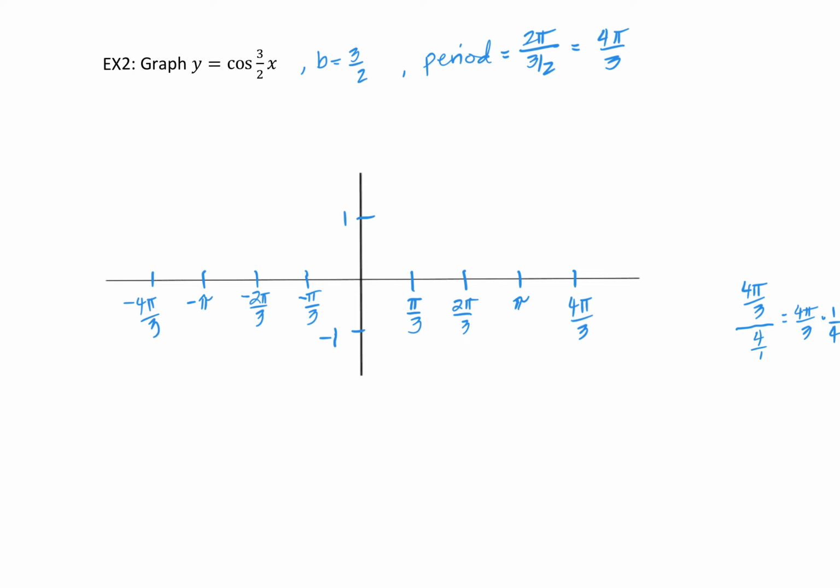Cosine starts at 1, goes down to 0, negative 1, 0, positive 1. And then on the negative side, goes down to 0, negative 1, 0, positive 1. And that is it.